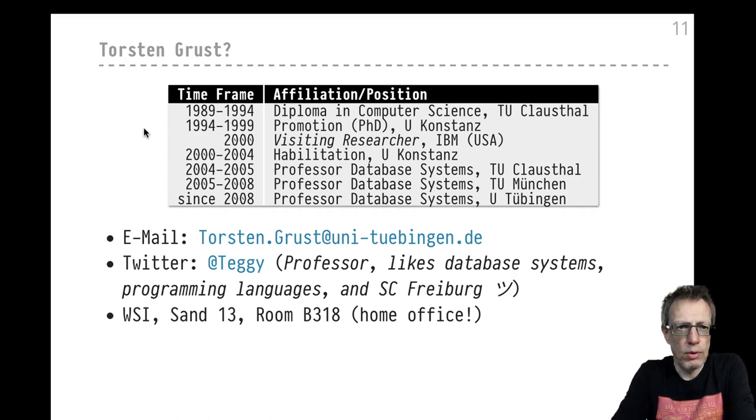So all of my academic time, looking at this table, I've spent with the internals and the research on database systems, and I'm still doing it. So that means it's a lot of fun. I hope you can share some of the fun in this particular course.